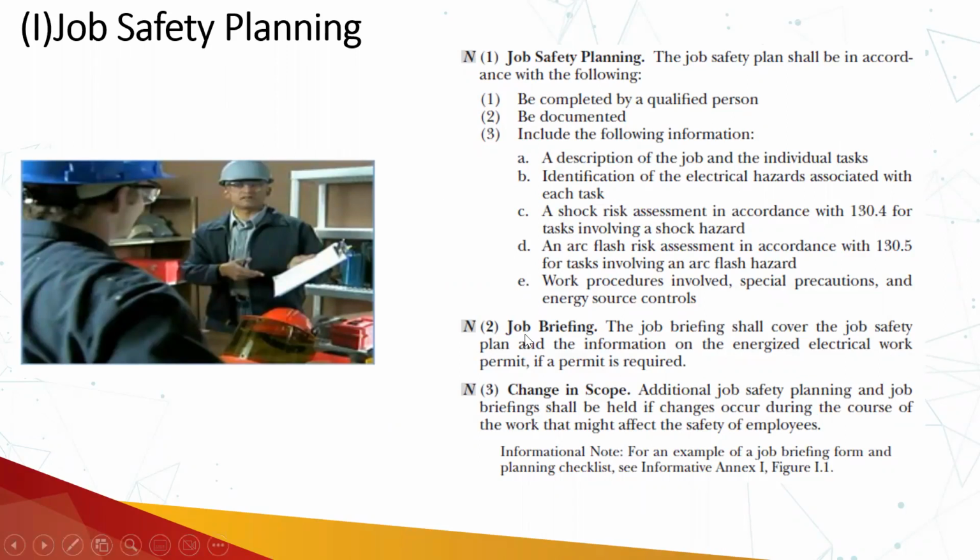On the other hand, it also requires a job briefing. So job safety planning is being done as a part of the planning process. The job briefing is being communicated to the people who are involved in carrying out that particular task. So a job briefing shall cover the job safety plan and the information on the energized work permit if it is required. So this job briefing is going to contain the job safety planning and the energized electric work permit information if that permit is completed. Most of the things in the job safety plan and the energized electric work permit are common. But 70E requires that if the task requires an energized electric work permit, then that energized electric work permit should be completed.